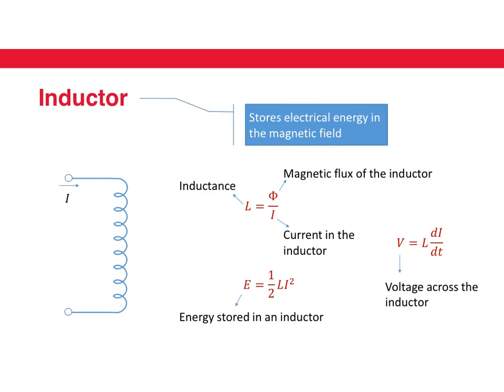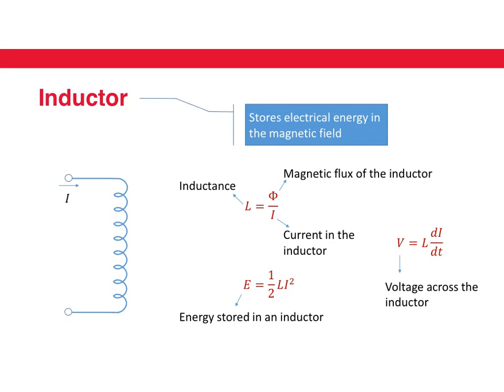Okay, the voltage across the inductor is given by how fast the current changes through the inductor. So V equal to L di over dt. And the energy that is stored in the inductor, mostly as a magnetic energy, is given by 1/2 L into I square.